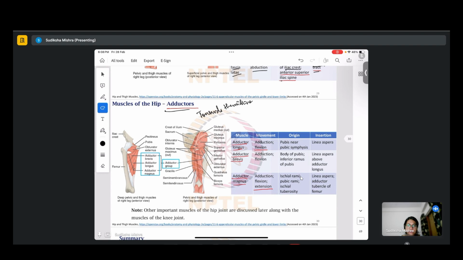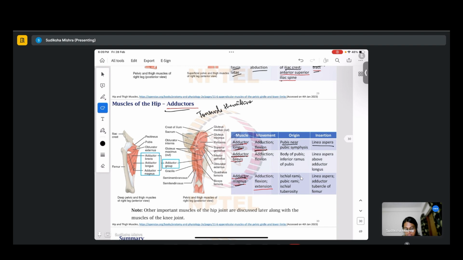This muscle group consists of three different muscles: adductor longus, adductor brevis, and adductor magnus. Now, as I said, these are adductors, so the major movement that they control is adduction. The other movement of the adductor longus, apart from adduction, is flexion as well. It originates near the pubis, and then it inserts into the linea aspera.